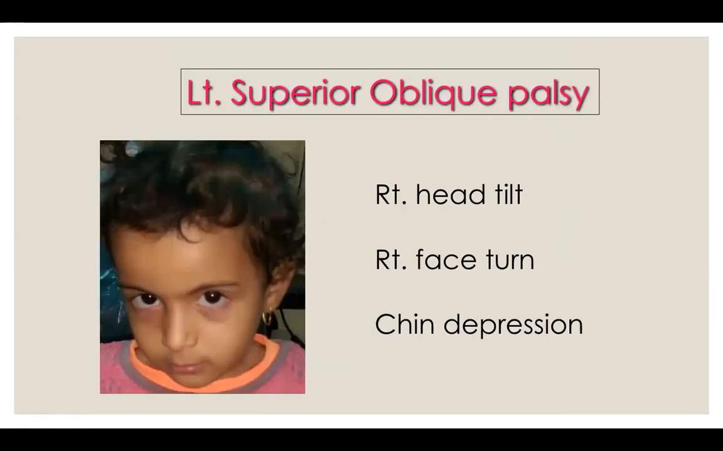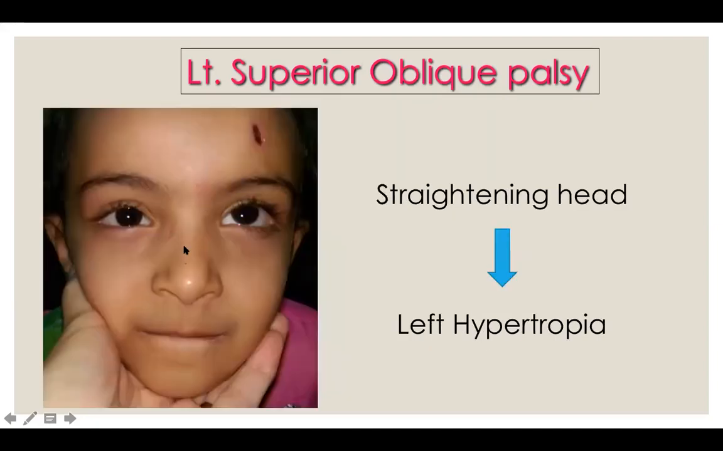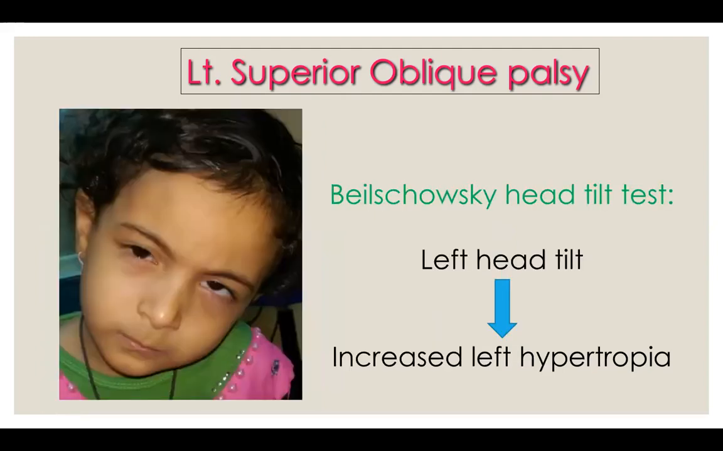My case presentation here is this child presenting with right head tilt, right face turn, and chin depression. So I diagnosed her as left superior oblique palsy. And this is another picture of the same child when she grew bigger, before any surgery was performed. On straightening the head, the left eye shows hypertropia. On Bielschowsky head tilt test, on left head tilting, there is increased left hypertropia. So the hypertropia increases on tilting the head to the same side of the superior oblique palsy.